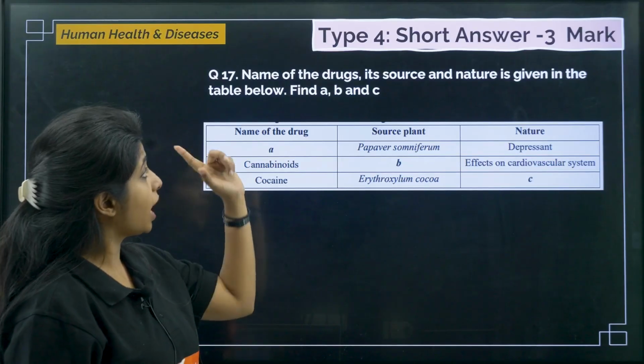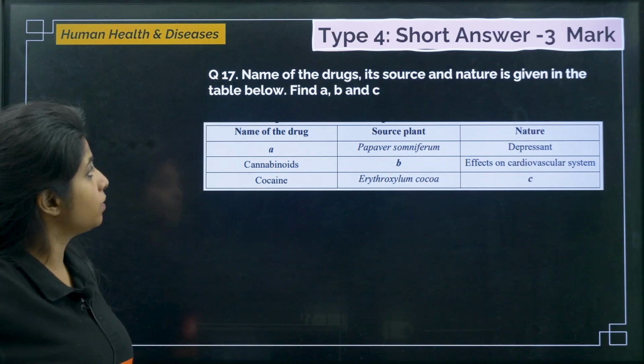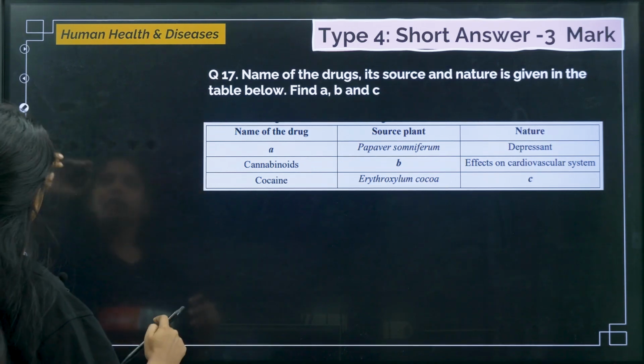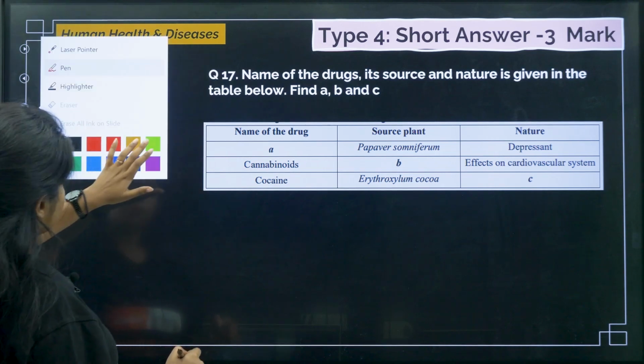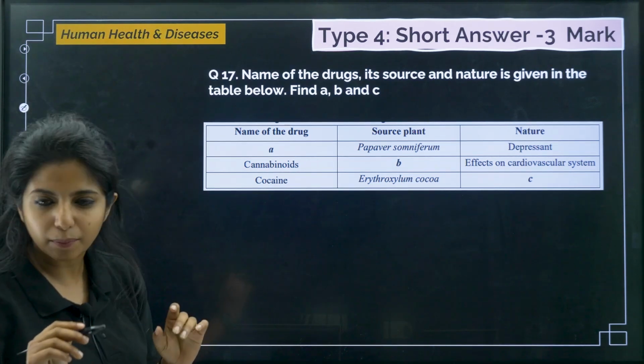Okay, the next question that we have over here is question number 17. Name of the drugs, its source and the nature is given in the table below. Find A, B and C. So this is from drugs and this is something that we have to remember. I know it's difficult to remember. I'll try to make it a bit easy, okay?